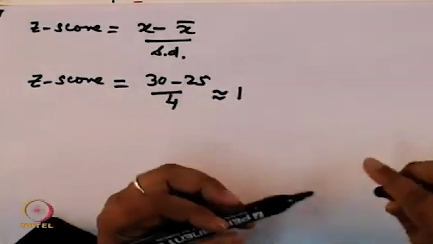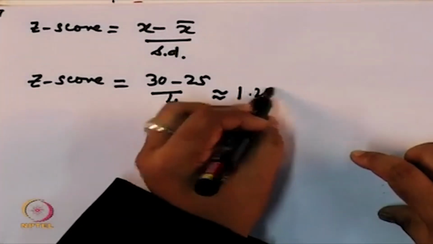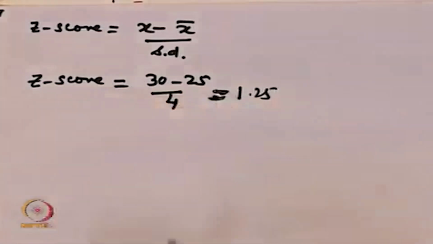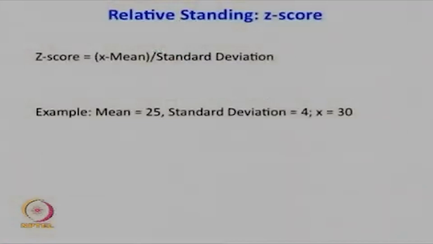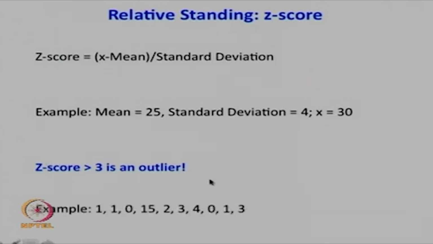30 minus 25 is actually 1.25, but for all practical purposes it is roughly 1. So, the z score gives you a way of testing whether a particular value is an outlier or not. This is empirical in nature, but what is considered is if your z score is greater than 3, then that particular value is an outlier.